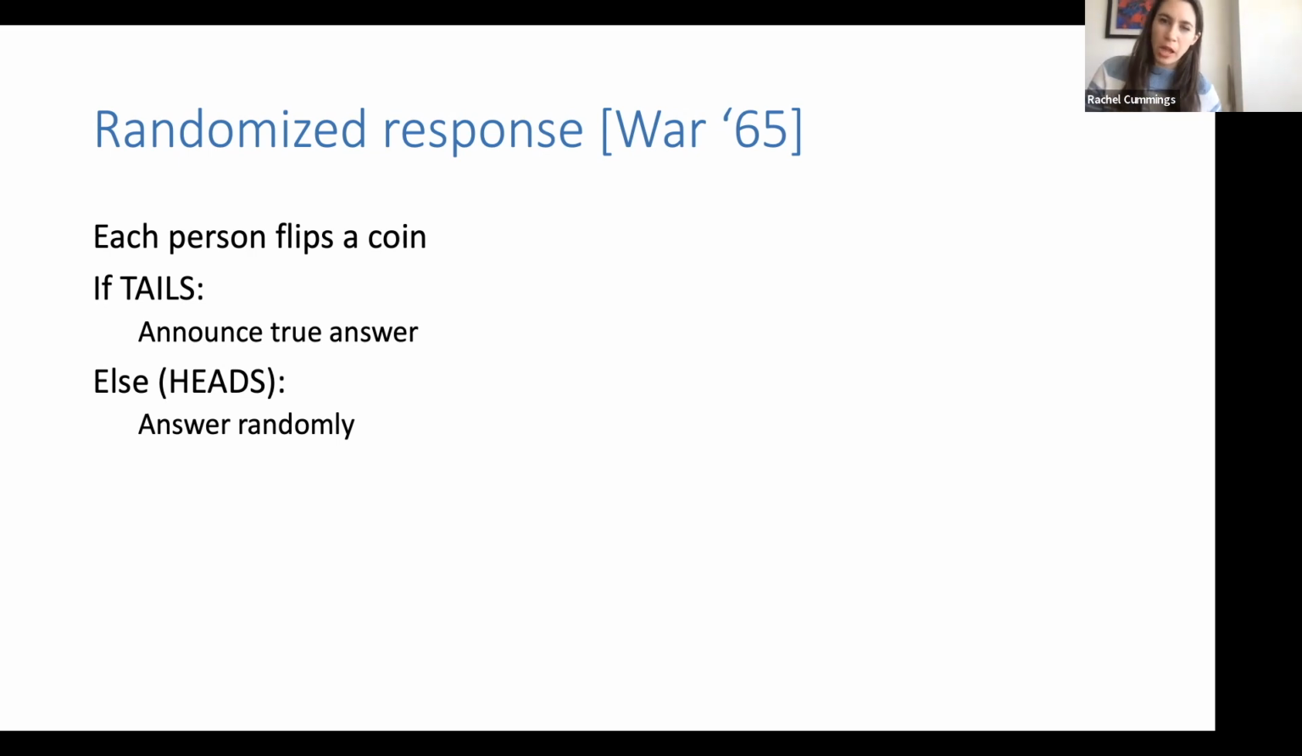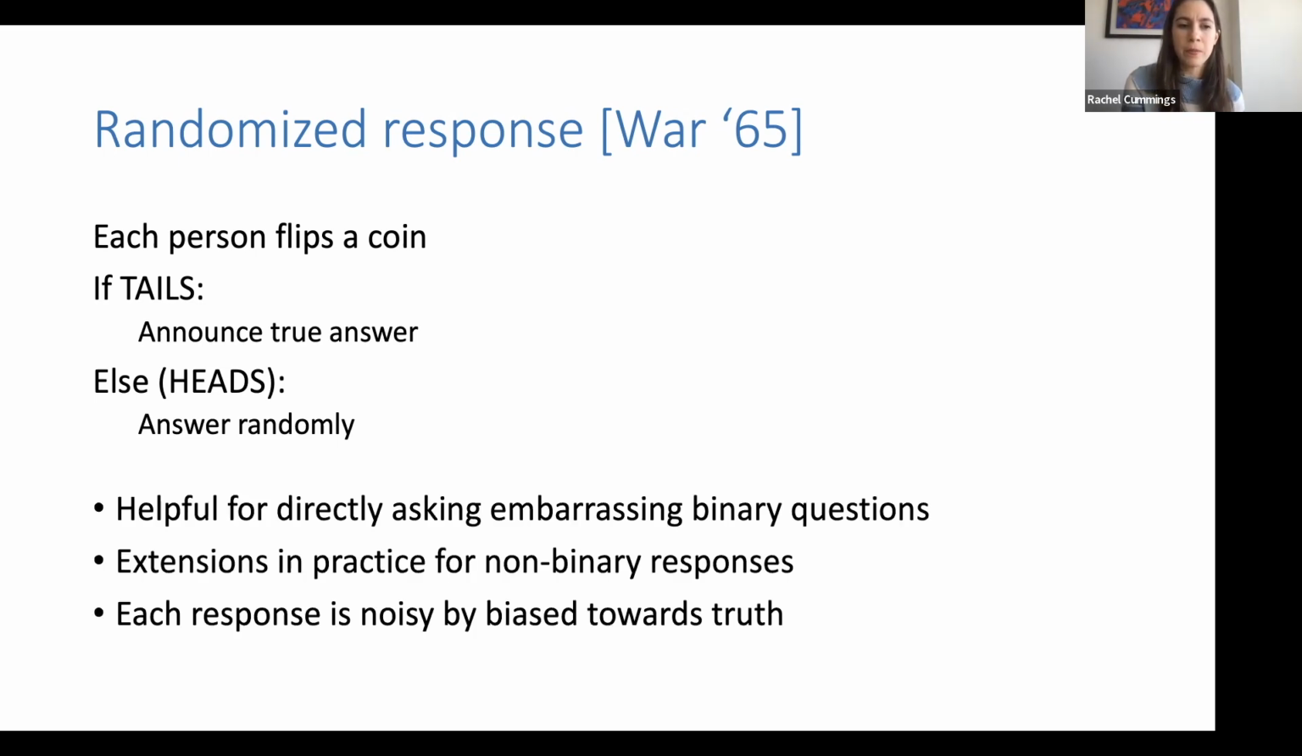It's very simple, and its name indicates how it works. You're going to flip a coin. If it's tails, be truthful. If it's heads, give a random response, possibly through another coin flip or some other randomization mechanism. So it's very, very simple, and this is helpful for directly asking embarrassing binary questions where we can talk about coin flips.